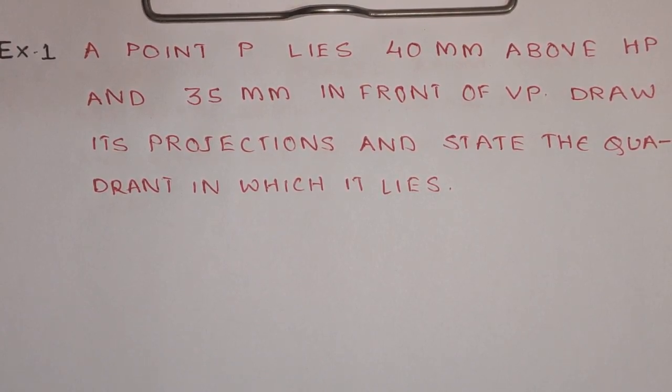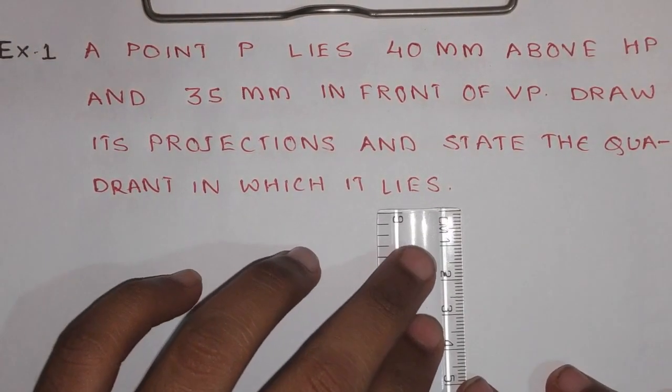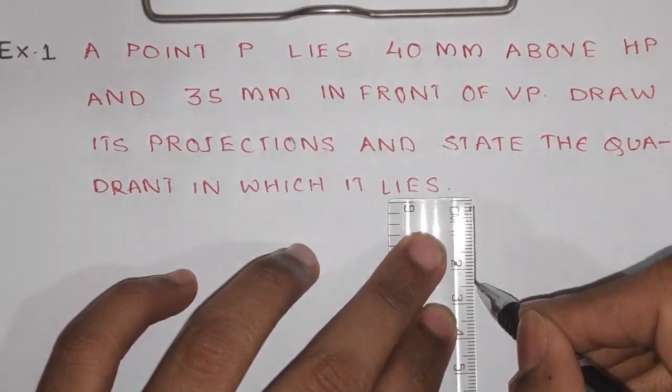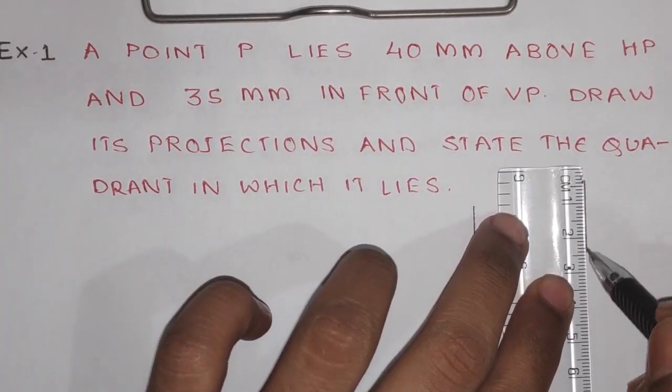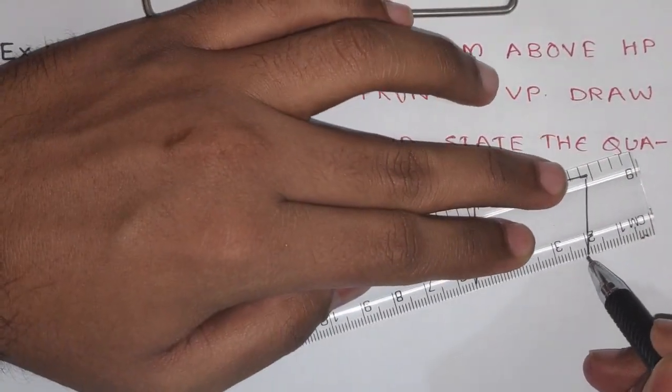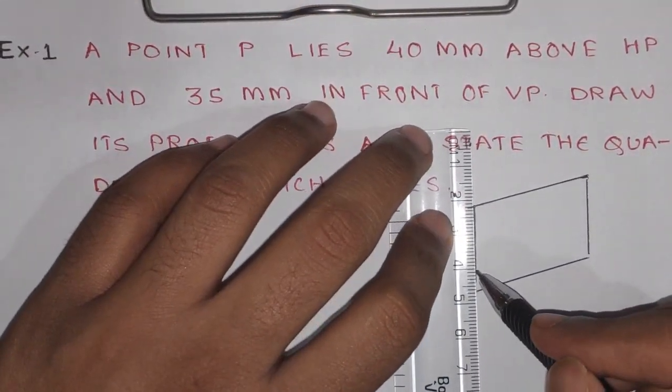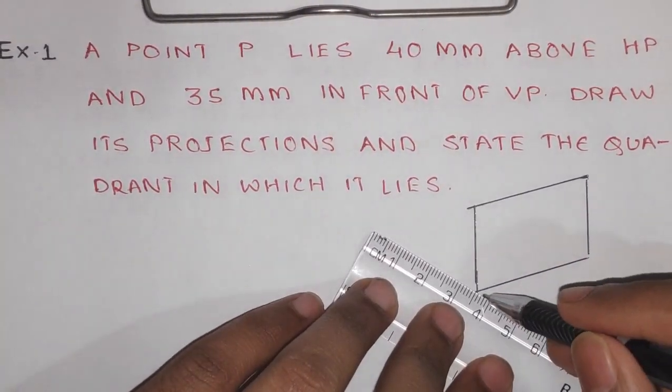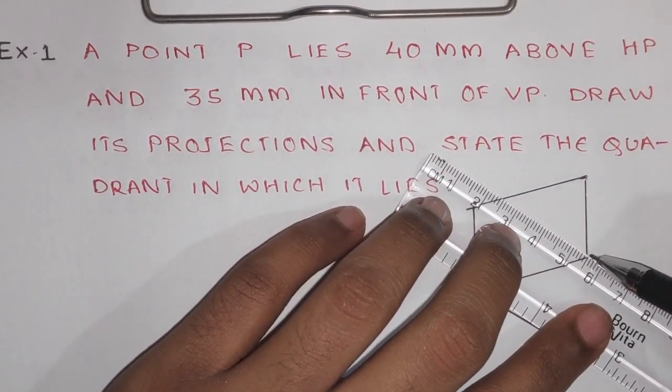The first problem states: a point P lies 40 mm above HP and 35 mm in front of VP. Draw its projection and state the quadrant in which it lies. First let us draw the quadrants here. This is just for your understanding purpose. You don't need to draw this during your exams or when you are solving these problems. Here I draw the vertical plane and I draw the horizontal plane.